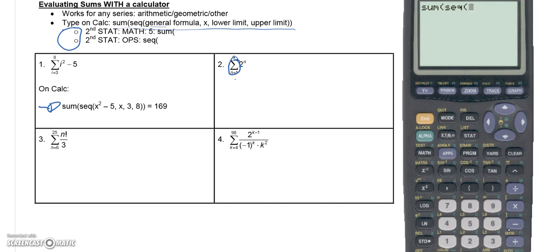Okay, next comes my explicit formula. So I don't have i squared, the only variable I have is x. So I'm going to do x squared minus 5. Then I hit the comma button. Then I want to identify what my variable is, because I need to know where to plug the numbers in. Well, x is my variable, so I just hit x, comma. Then we enter in our lower index number, which is 3. Then we enter in the top index number, which is 8. I hit enter. So what this is doing is it's calculating, okay, if I plug in 3, what do I get? If I plug in 4, what do I get? 5, what do I get? All the way through 8, and then it adds those results together, and we get 169.